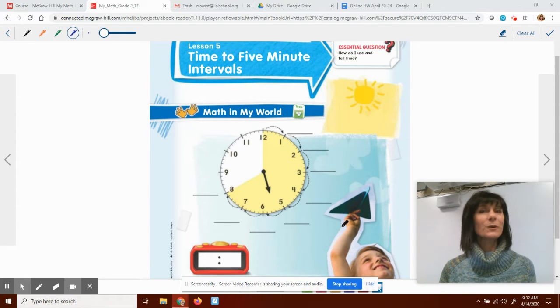Today in math, we are going to be doing lesson 5, which is time to 5-minute intervals. And I'd like for you to turn to page 619 to get started.